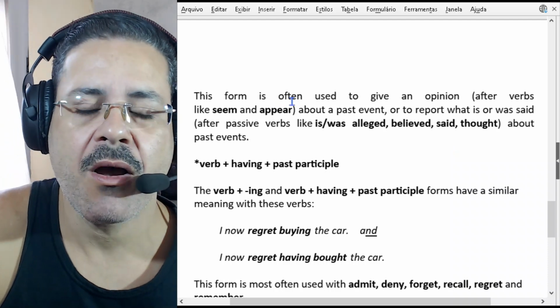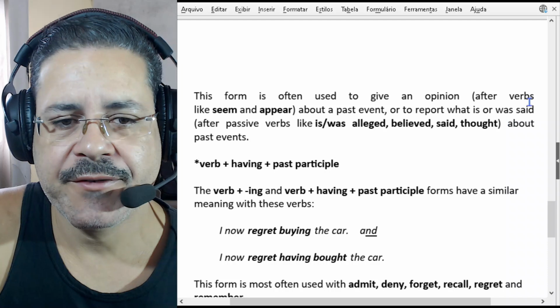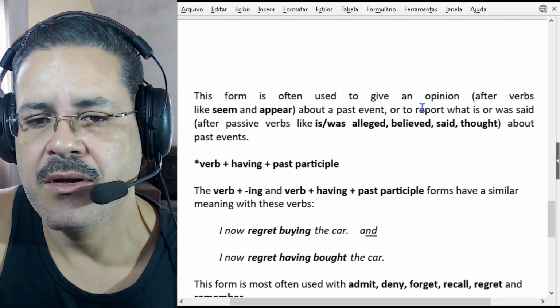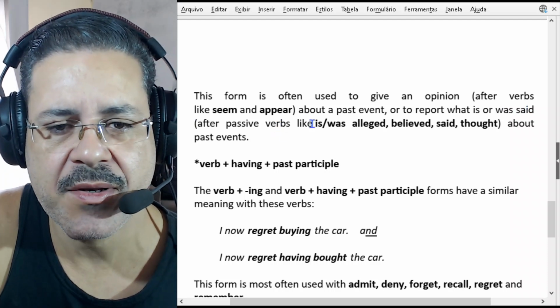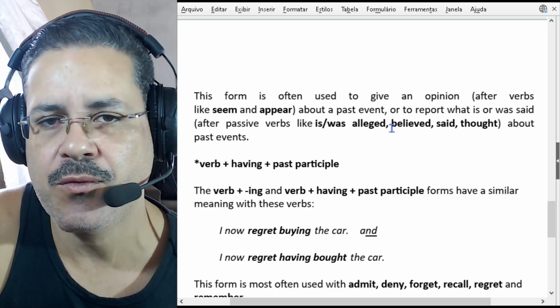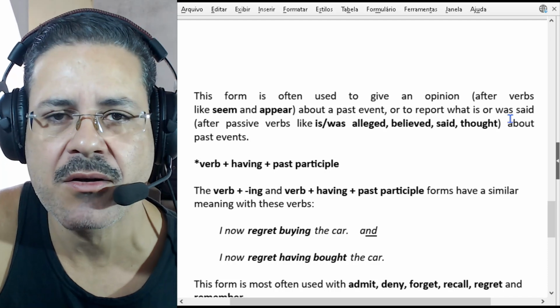This form is often used to give an opinion after verbs like seem and appear about a past event, or to report what is or was said after passive verbs like is alleged or was alleged, is believed, was believed, is said, was said, is thought, was thought about past events.